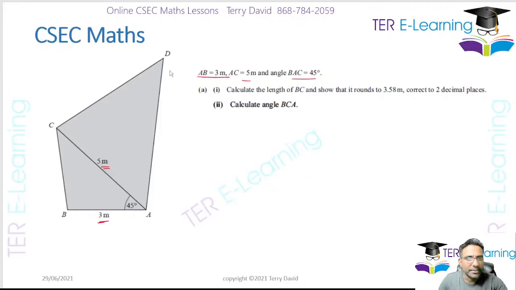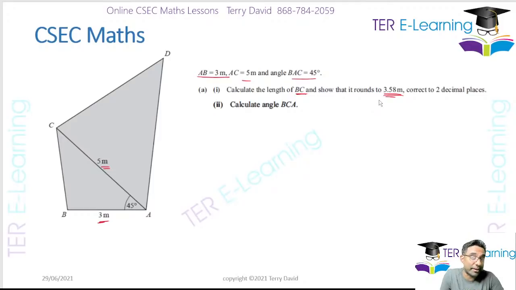What am I doing? Right. So I want to get the length. They said they want the length BC, calculate the length BC, and show that it rounds to 3.58. Now, anytime in the exam you get a question where they say show something, that's a nice question because you know what the answer is already. You're not fighting up to figure it out. That's the answer.